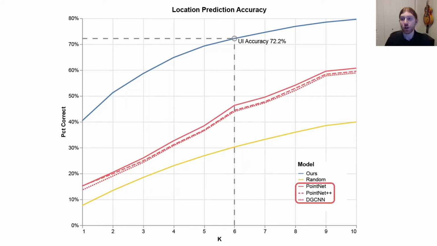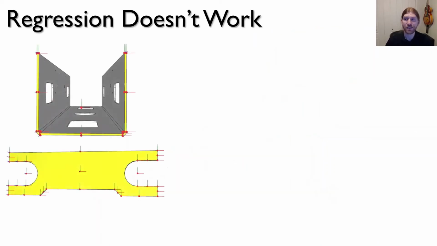As a baseline, we also compared against a common technique from the assembly modeling literature, representing the parts as point clouds and regressing the relative positions of the two parts. We used 3 popular point cloud networks, PointNet, PointNet++, and Dynamic Graph CNN. All 3 performed similarly and did not approach the accuracy of our model. Why is this? Let's look at how the baseline predictions are made.